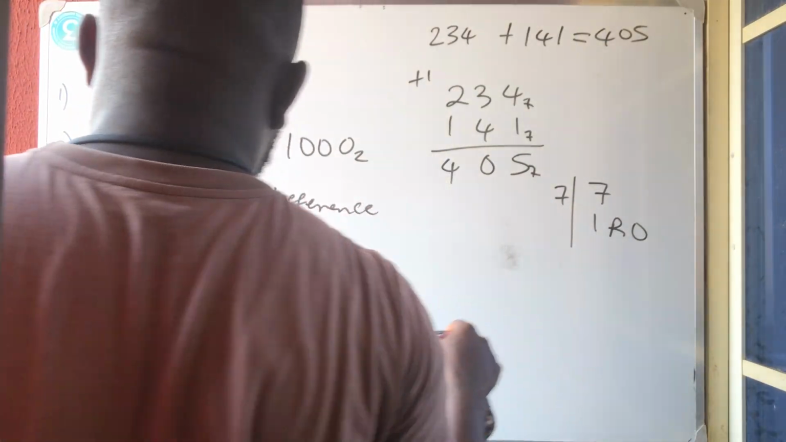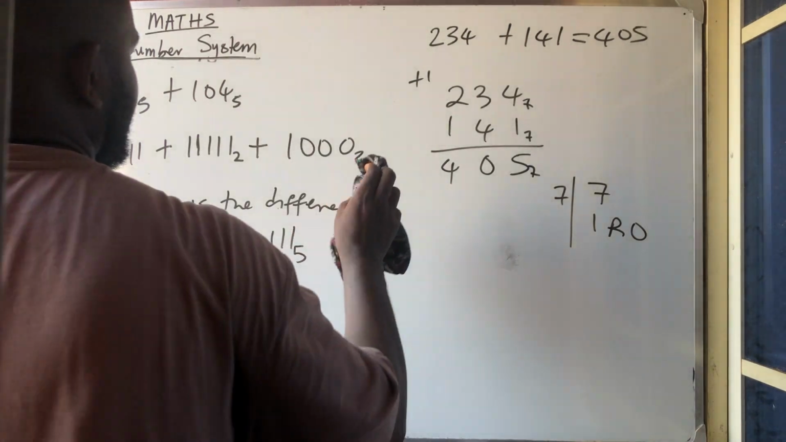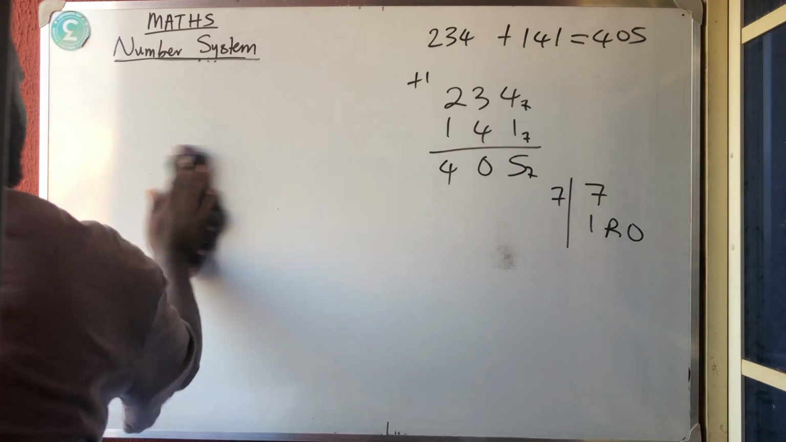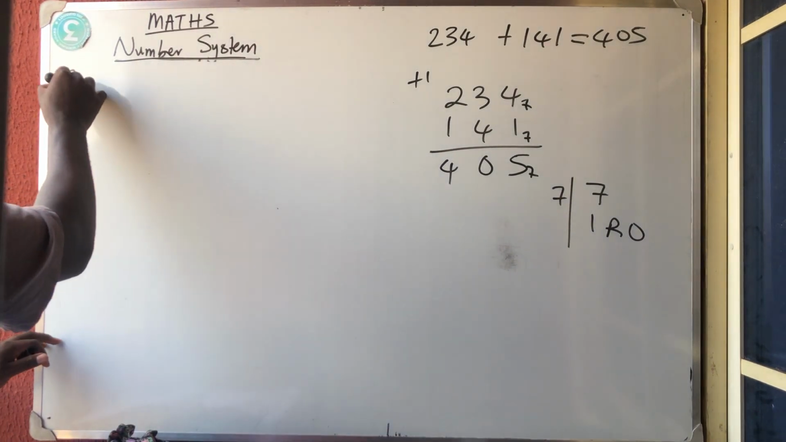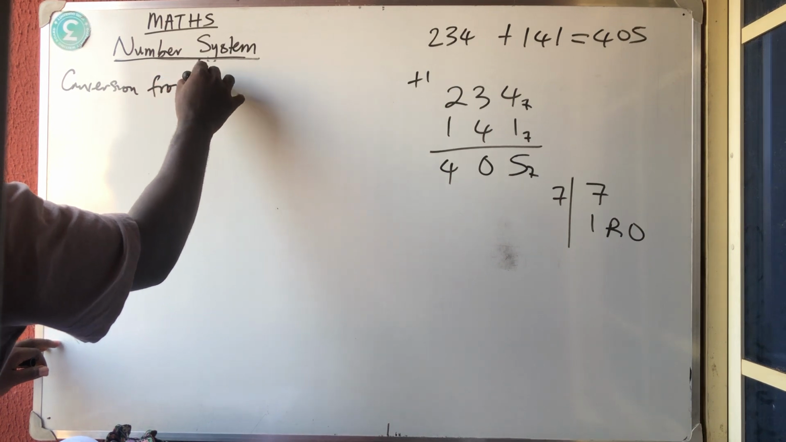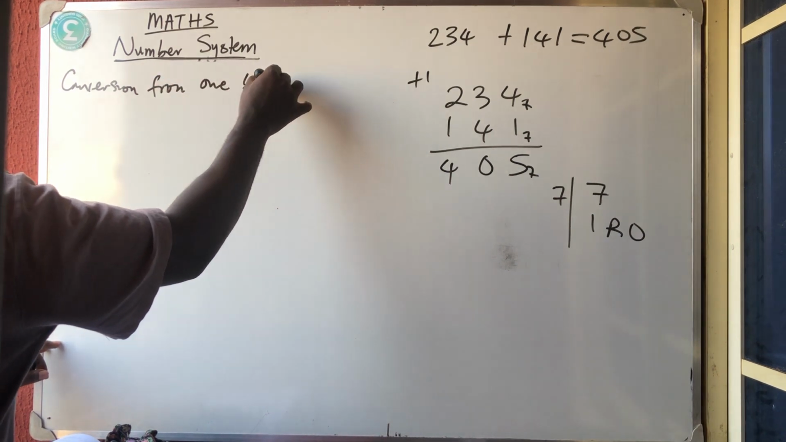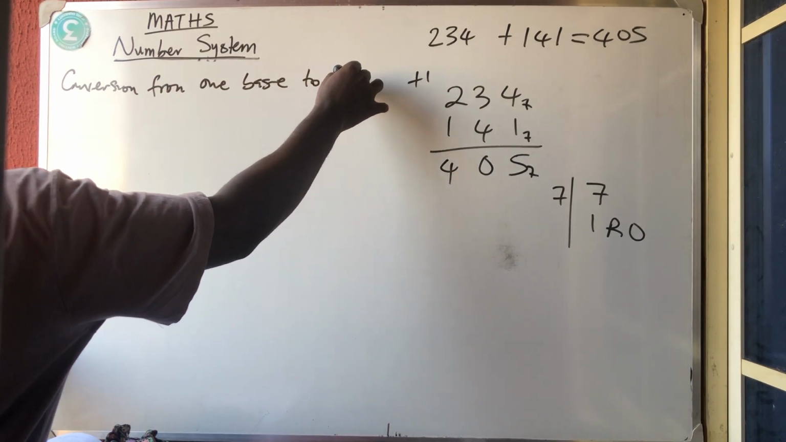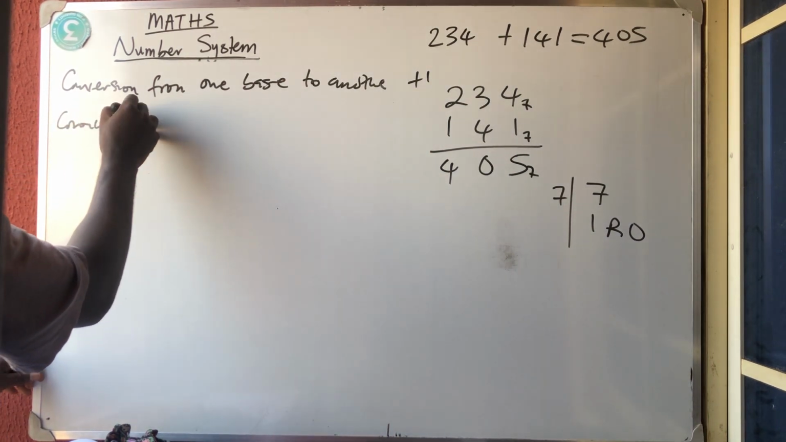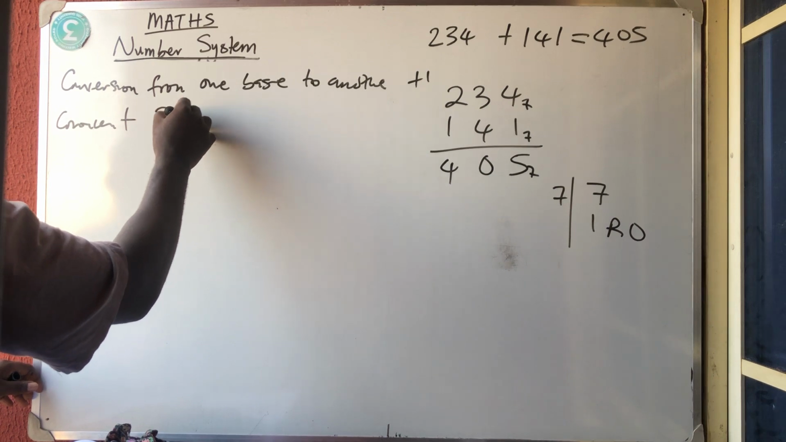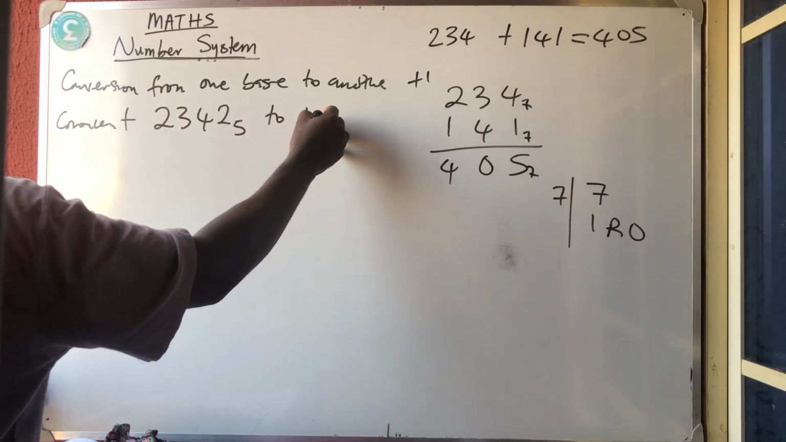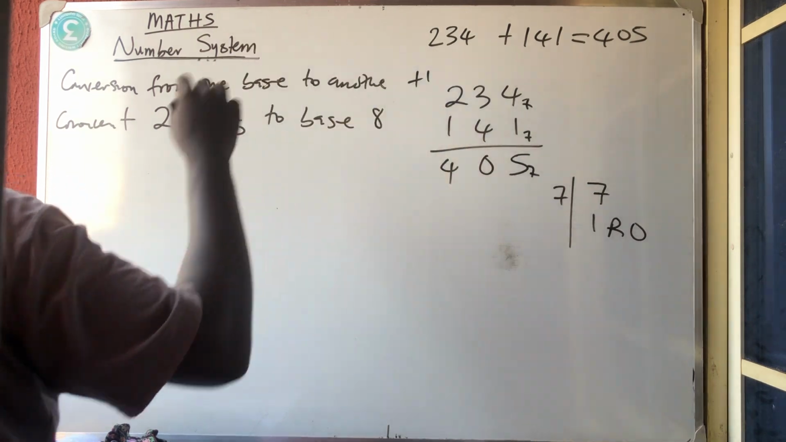Maybe from base 5 to base 6, something like that. So let me clean here. Conversion from one base to another. Okay, they said convert 2342 base 5 to base 8.